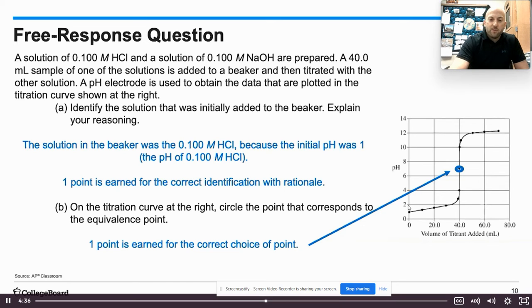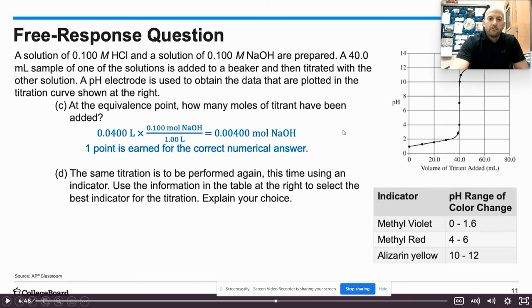Circle the point that corresponds to the equivalence point. That looks like an eyeball now. That's a little creepy, but the equivalence point makes sense. Strong acid, strong base, right in the middle, pH 7. All right. How many moles of titrant have been added?